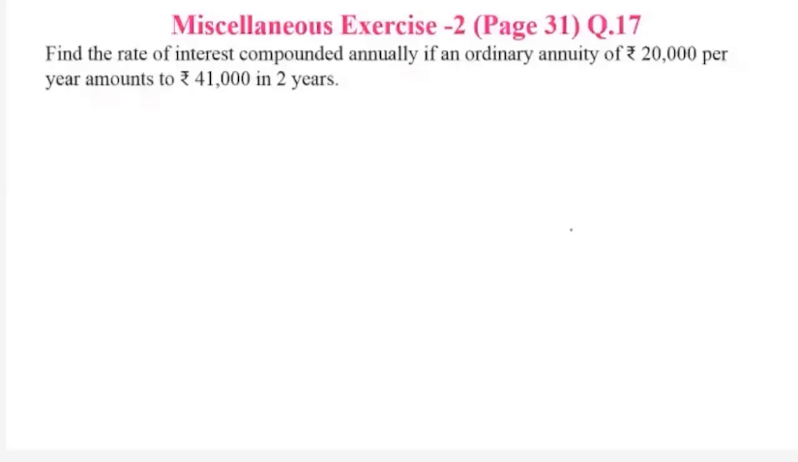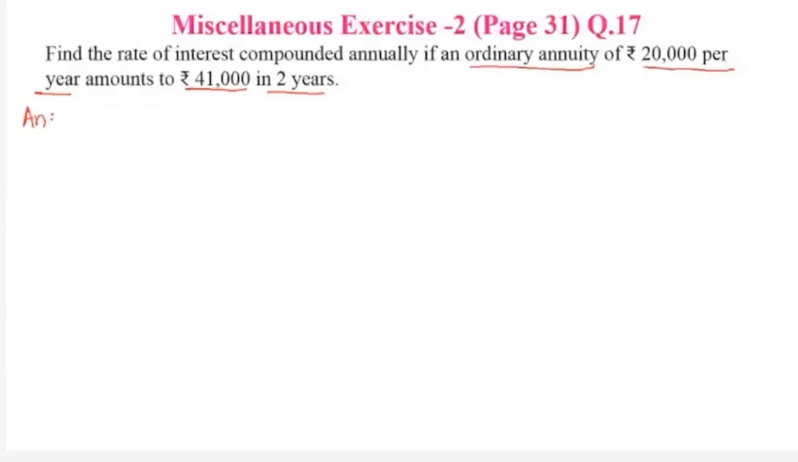Find the rate of interest. What do we have to find this time? We have to find the rate of interest, compounded annually. It is an ordinary annuity, find R, and rupees 20,000 per year. 20,000 is per year. Per year means every year, so that is C. And it amounts to 41,000 in 2 years. 41,000 after 2 years, so 41,000 is A and N is 2.